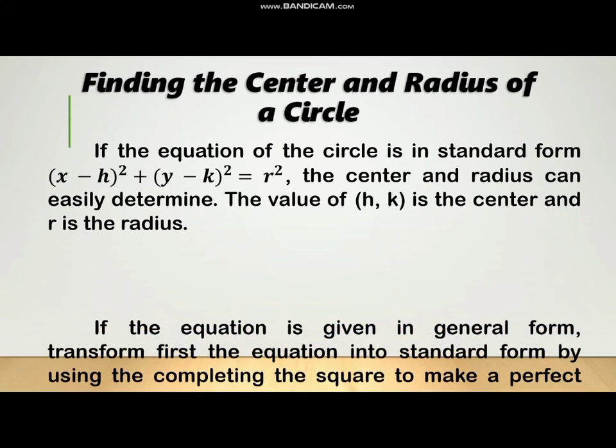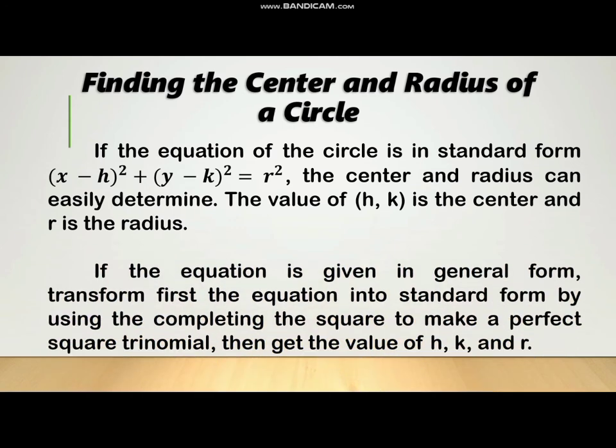But if the equation is given in general form, transform first the equation into standard form by using the completing the square to make a perfect square trinomial, then get the value of h, k, and r.